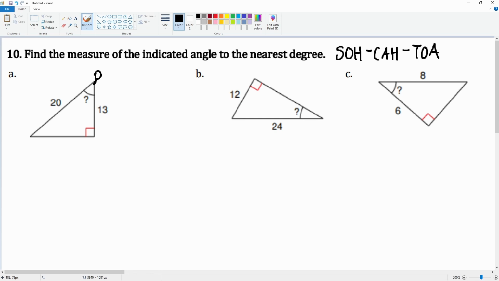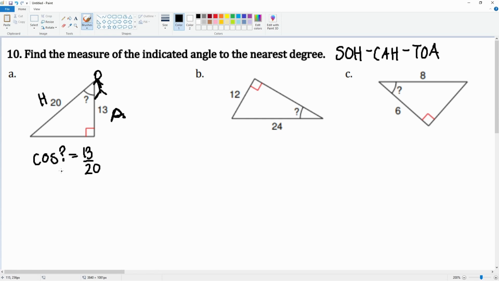Always draw your person at the angle. Here's our person. Then label it. 13 is your closest. That's your adjacent. And then your 20, which is your hypotenuse. A and H, that is your cosine. So just write it. Cosine. We don't know what this is, so question mark is equal to adjacent over hypotenuse. Adjacent, it is 13 over 20.